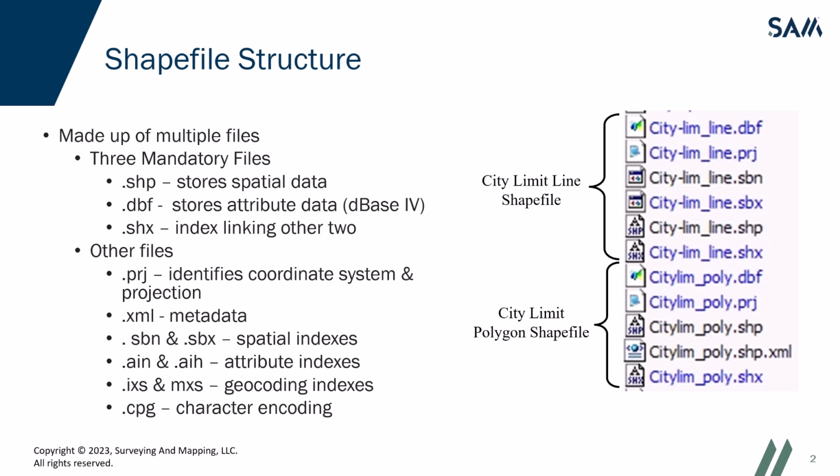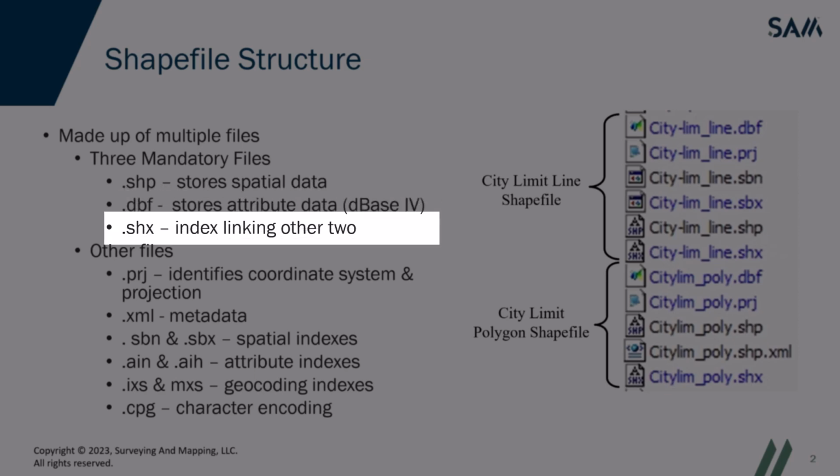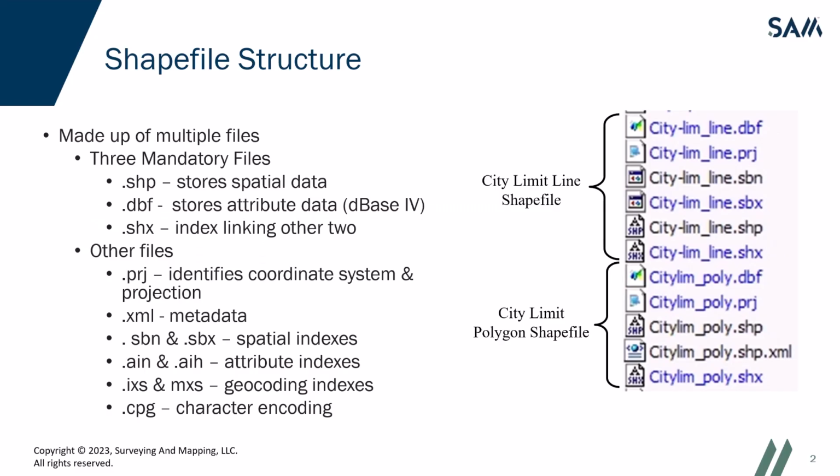And there's going to be others. This is just a small sampling. For example, you may have a CPG file that's a character encoding file that would be associated with it. And again, there'll be multitudes depending on how you use the data. The key to remember, though, is you have to have those three mandatory files: the SHP, the DBF, and the SHX. As long as those exist and they have not been corrupted.